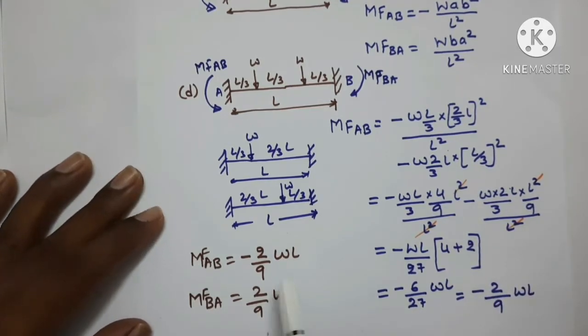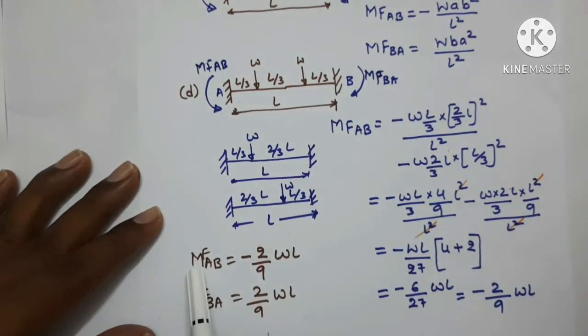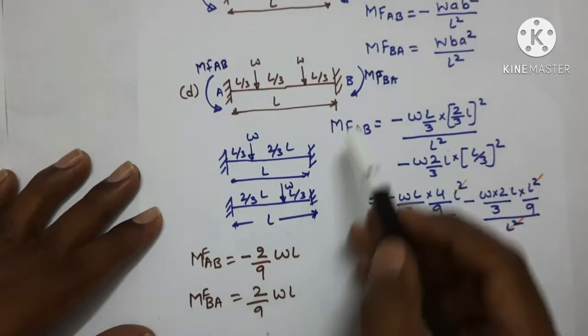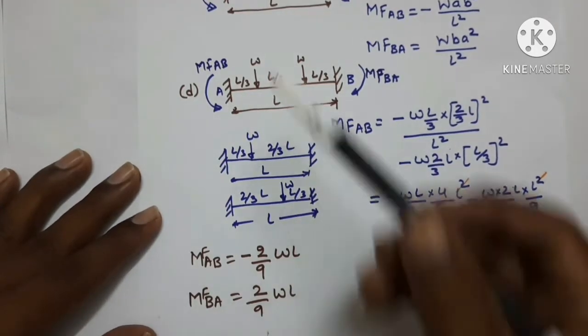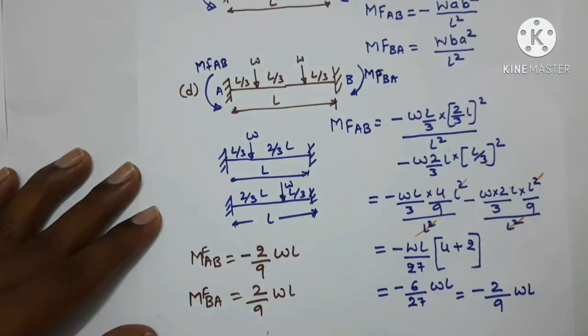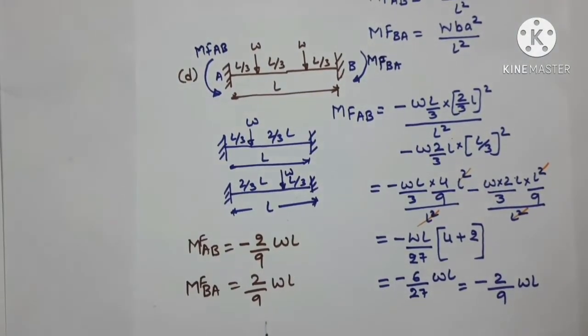So as it is, I have written here, fixed end moments in this kind of cases are directly fixed end moment MAB is equal to minus 2 by 9 W L. And fixed end moment for this, vice versa, it is positive, MFBA is equal to 2 by 9 W L. So these are the first 1, 2, 3, 4 cases. I will go with other cases also.